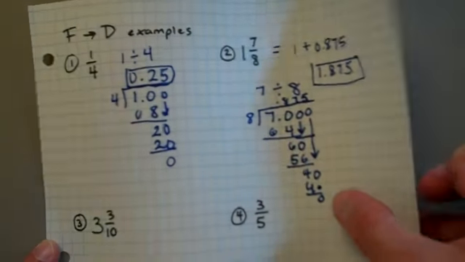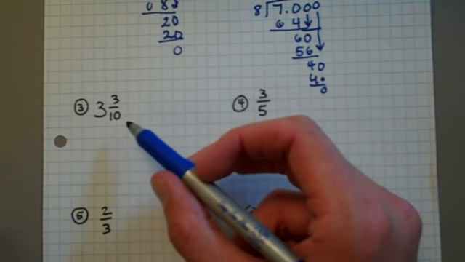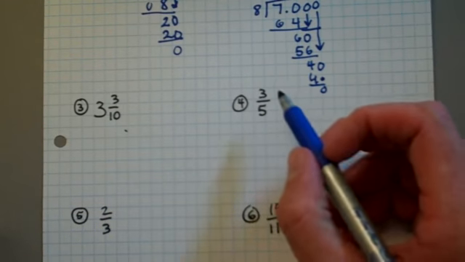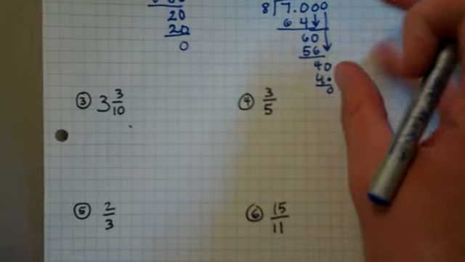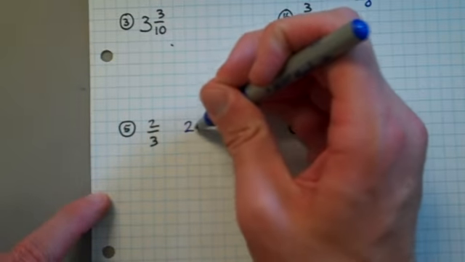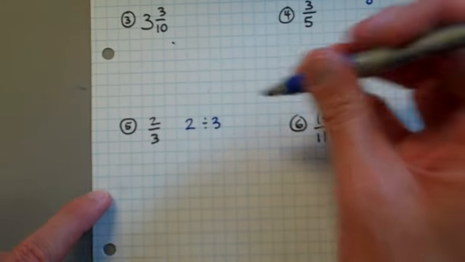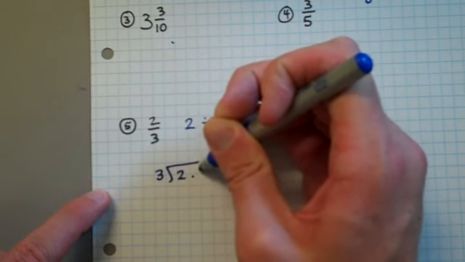Cool. Go ahead and try these two on your own paper. Try 3 3/10, and then 3/5. Divide and see what you get. Now, for number 5, let's do this one. We're doing 2 divided by 3. Okay. So 3's on the outside, 2's on the inside.